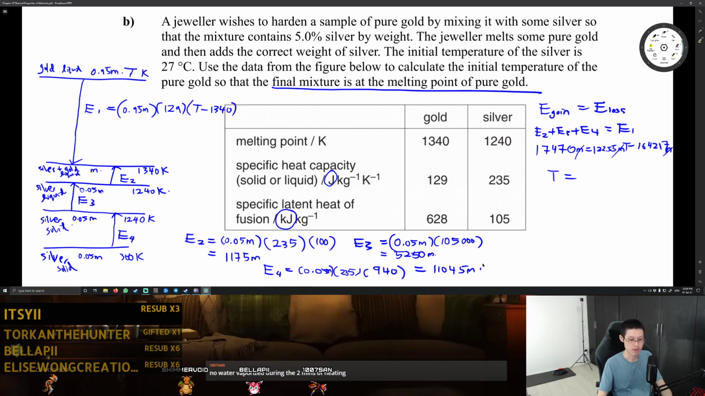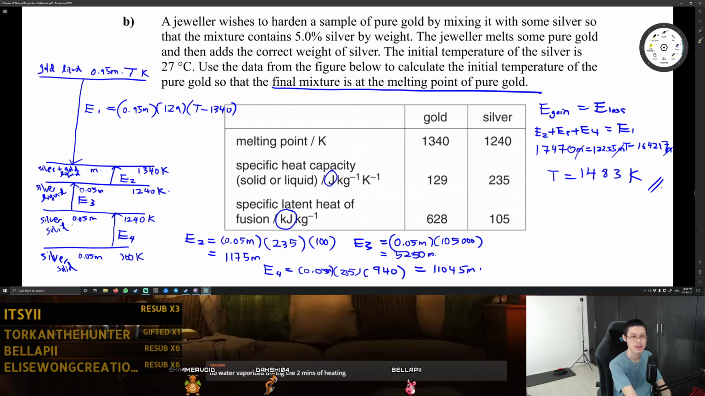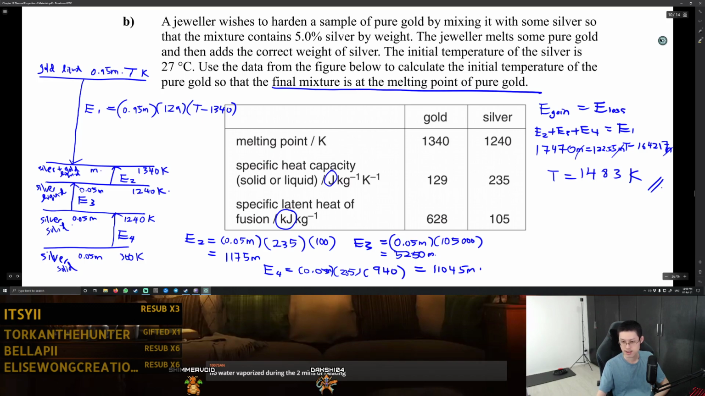So 17470 plus 164217 divided by 122.55. That's going to give us 1483 kelvins. So the initial temperature of gold has to be 1483 kelvins. There we go. And done. So, is that okay? You guys good?